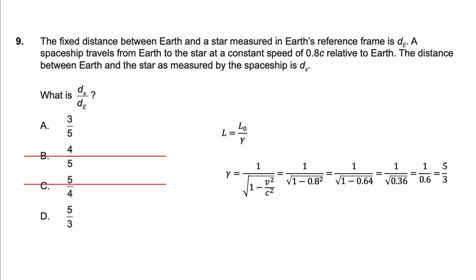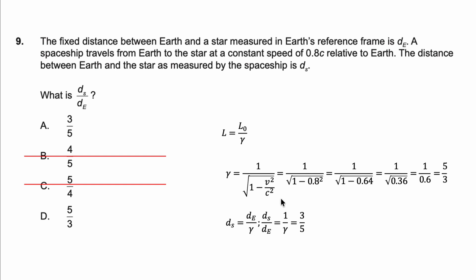Now, when we think about observers moving, they will tend to measure a shorter distance. This fixed distance is L0. In this case, the fixed distance is dE. So our observed distance, measured from the reference frame of the spaceship, is equal to the distance measured on Earth, because we don't move relative to it, divided by gamma.